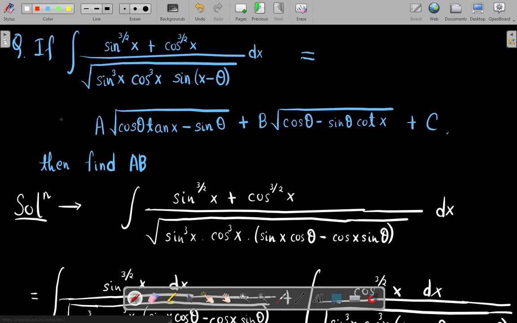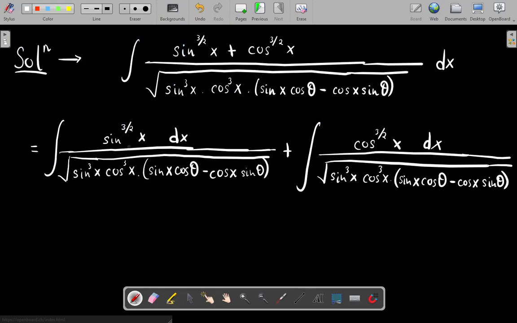Now look at the right hand side given in the question. For the first constant A, we are given the square root of cos θ tan x minus sin θ, and for the second constant B, inside the square root it is cos θ minus sin θ cot x. So these are different.